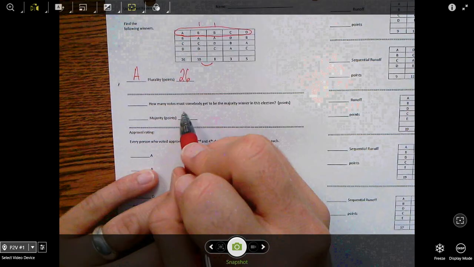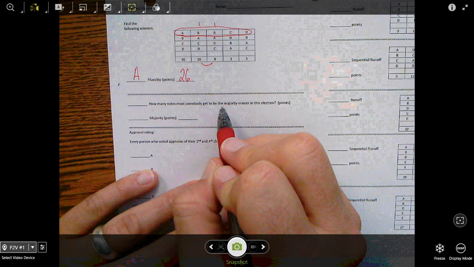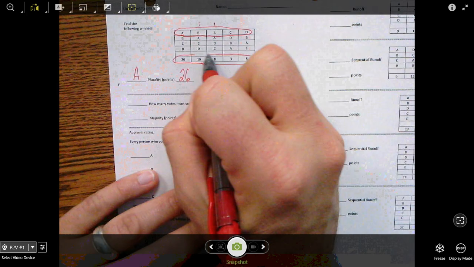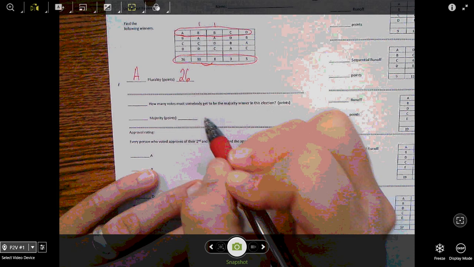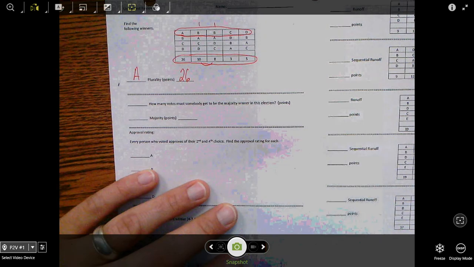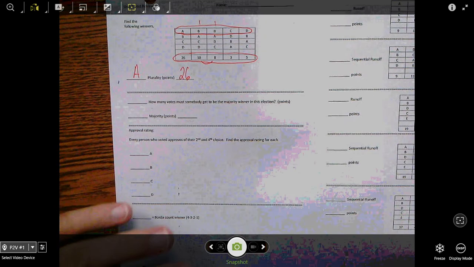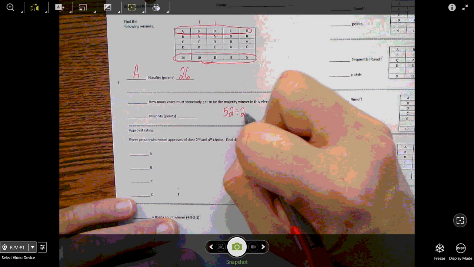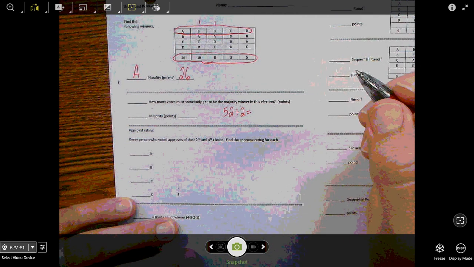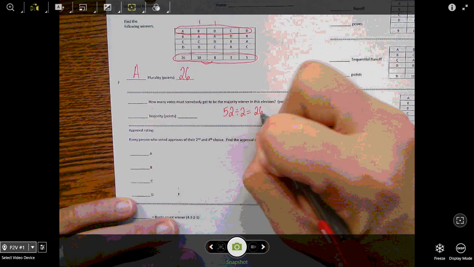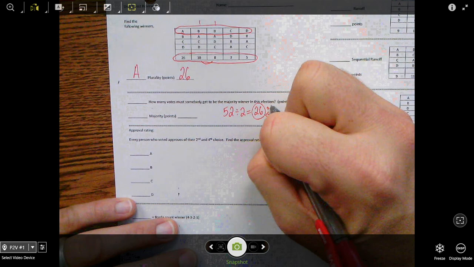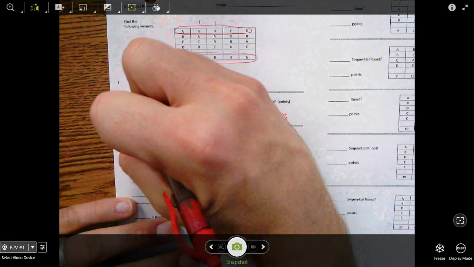How many votes must someone get in order to be the majority winner? Majority winner means over half. So what I'm going to do is add all this up, and when I do, I get 52 votes. I'm going to divide it by 2 because majority is over half, so I need to find what half is. That gives me 26. So 26 represents 50%, but I need to have more than half, so I'm going to add 1 to it, so that's 27.